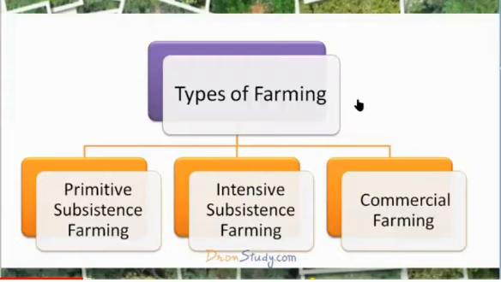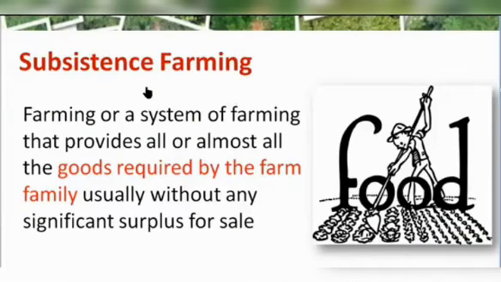Okay, next, types of farming. We have primitive subsistence farming, intensive subsistence farming, and third, commercial farming. Let us discuss one by one. First one, subsistence farming. Here, a system of farming that provides all or almost all the goods required by the farm family, usually without any significant surplus for sale.